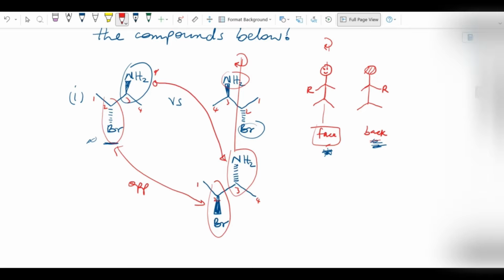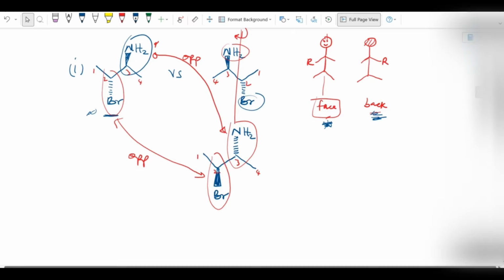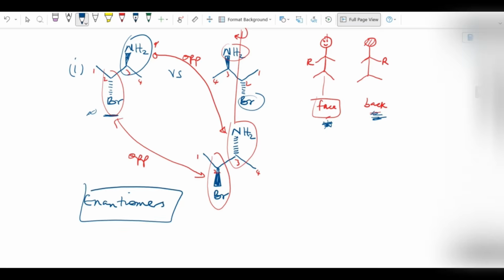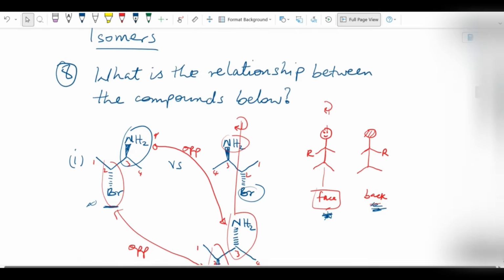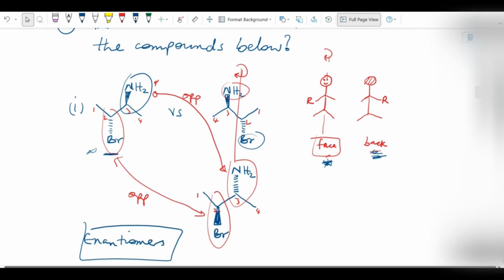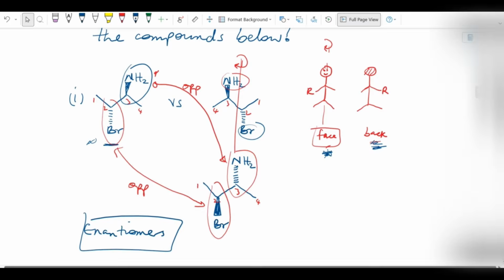And here we also have opposite configuration. So because the configurations or stereochemistries are different for each of the groups, the relationship between these compounds will be enantiomers. They are mirror images. So those two compounds will be regarded as enantiomers. So let's go to the next question.